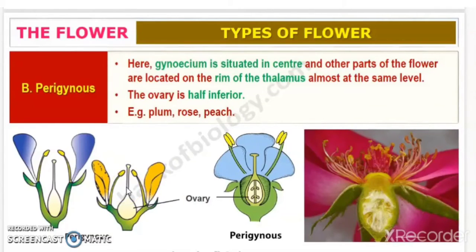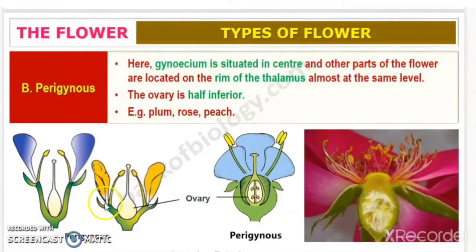perigynous. Now here the gynecium is situated in the center. Where is the gynecium situated? It is situated in the center portion of the flower, and the other parts of the flower are located on the rim of the thalamus. Other parts means the sepal, the petal, the stamen, everything, they are located on the rim of the thalamus, almost at the same level. You can see this, right?